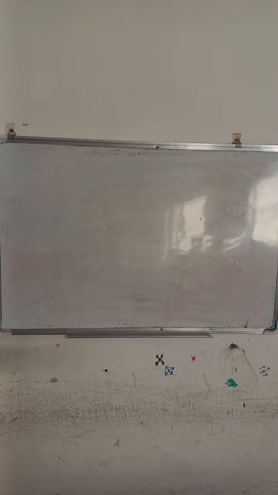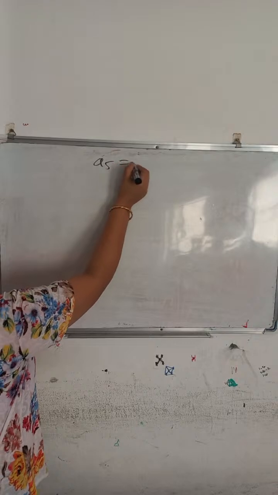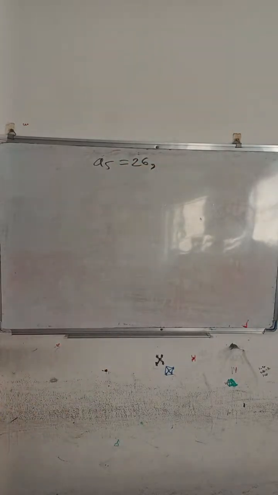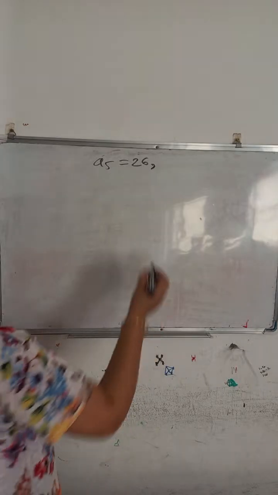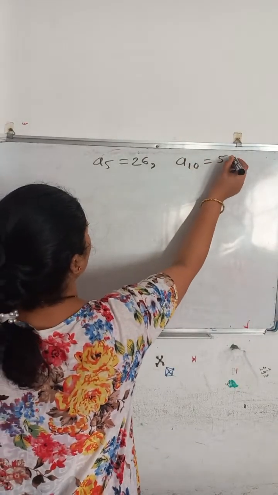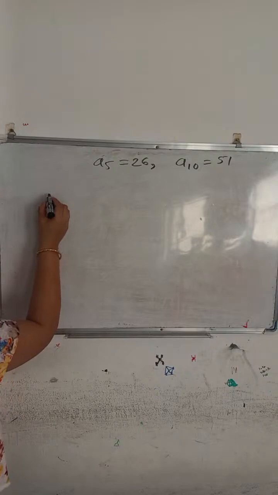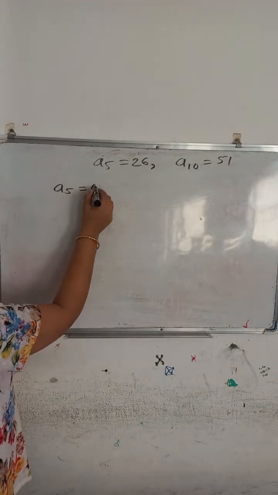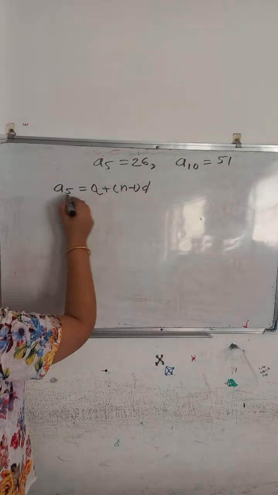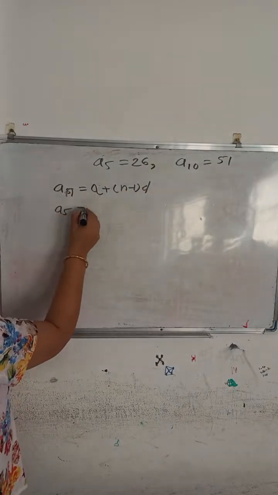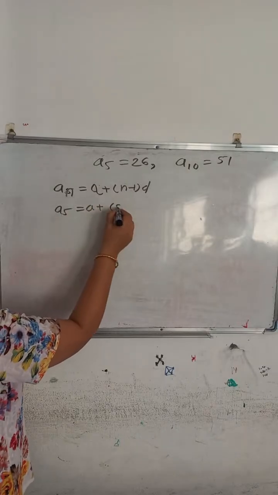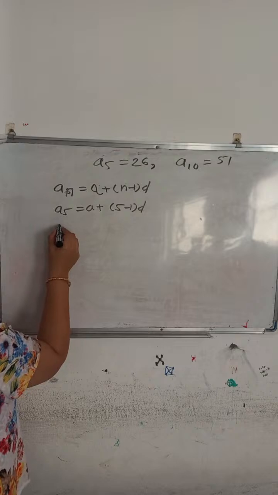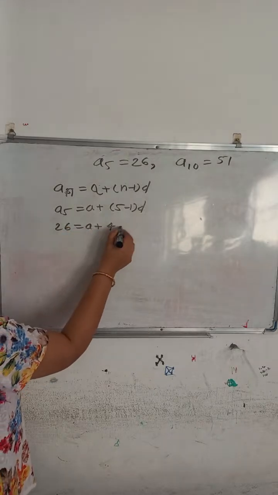The fifth term of an AP is 26, so a5 is given as 26, and the 10th term of an AP is 51, that means a10 is 51. Here I will write a5 is equal to a plus n minus 1 into d. That is the formula. So a5 is a plus 5 minus 1 into d. A5 is 26, so a plus 4d.